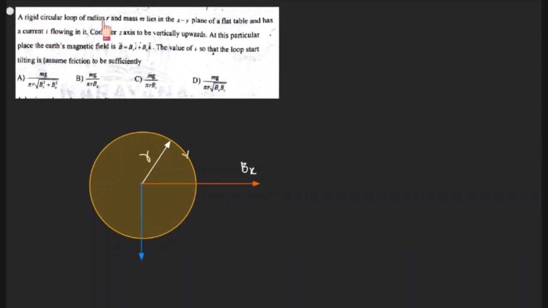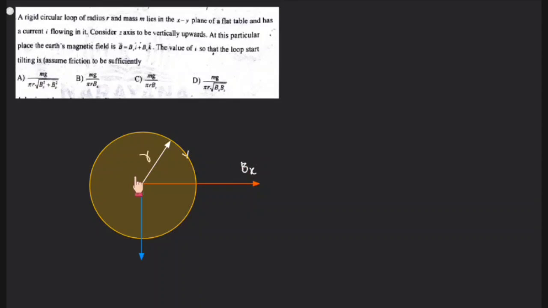Next question is: a rigid circular loop of radius R and mass m lies in the xy plane of a flat table and has the current I flowing in it. Consider the z-axis to be vertically upward. At this particular place, the earth's magnetic field is B bar equal to Bx i cap plus Bz k cap. The value of I so that the loop starts tilting is, right?